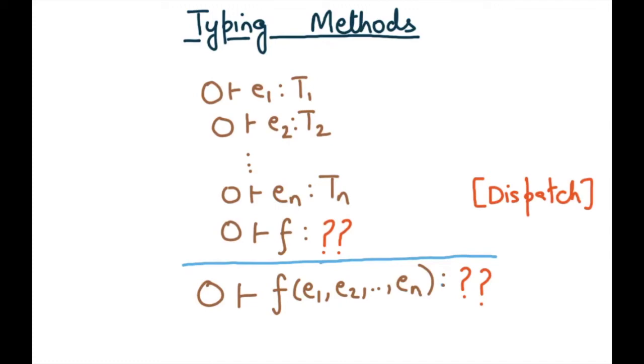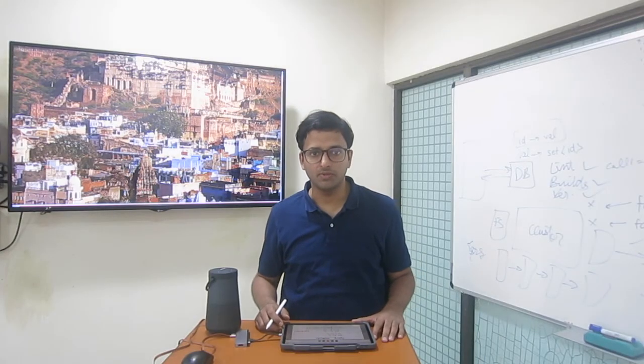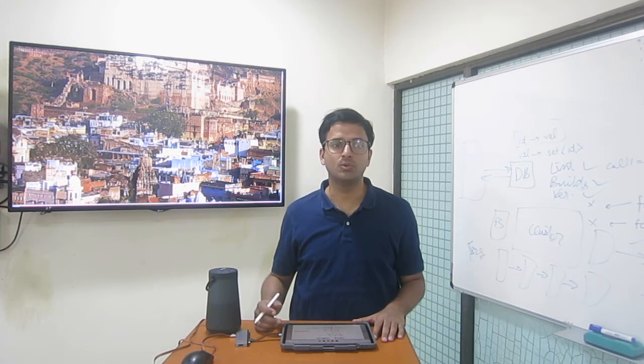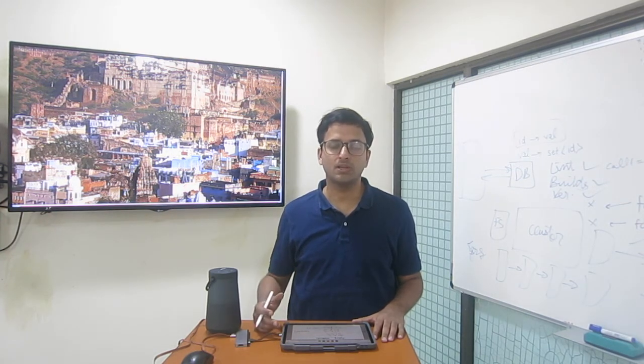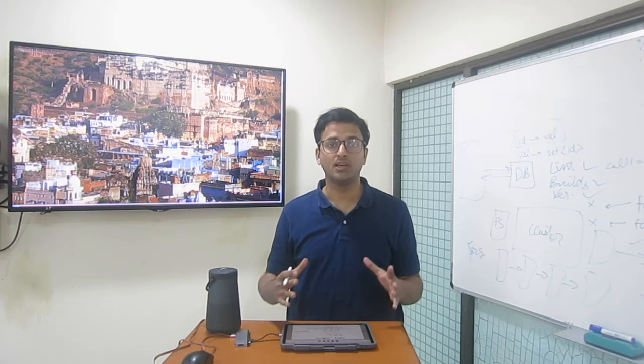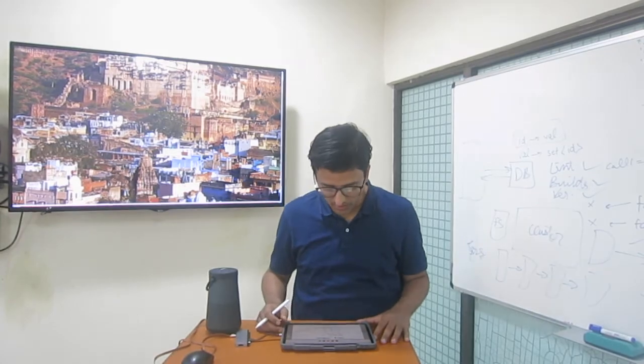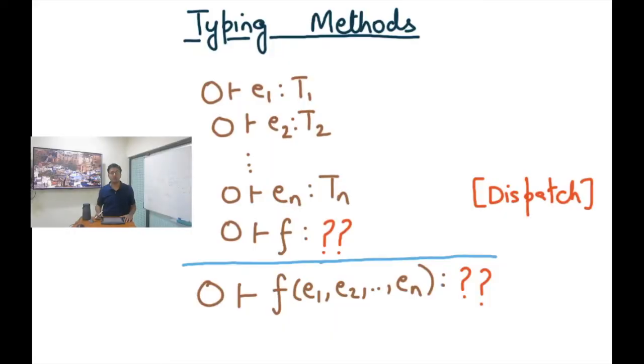So we've been looking at typing rules and type environments, and we also looked at how the type environment is used to resolve the type of a variable and how the type environment can change as you are walking the abstract syntax tree. Our next topic is about typing of functions or methods. And consider a function call like the one shown here.